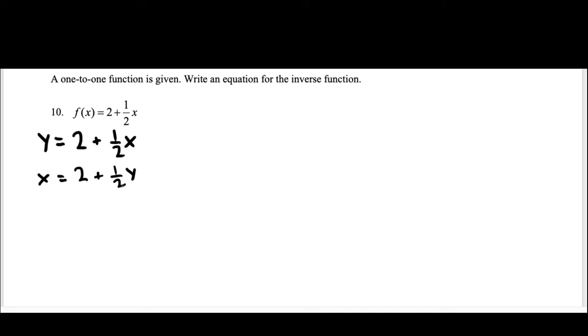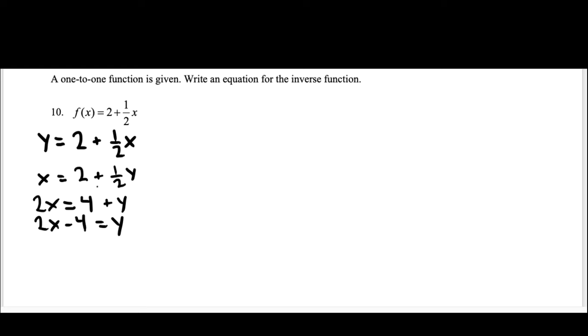So I would start that process by clearing the fraction. So multiply every single term by 2. That gives me 2x plus 4 equals, oopsies, my bad, sorry. Let's back up here. All right. Okay, so 2x equals 4 plus y, okay? And then subtract 4 from both sides. So I get 2x minus 4 equals y.